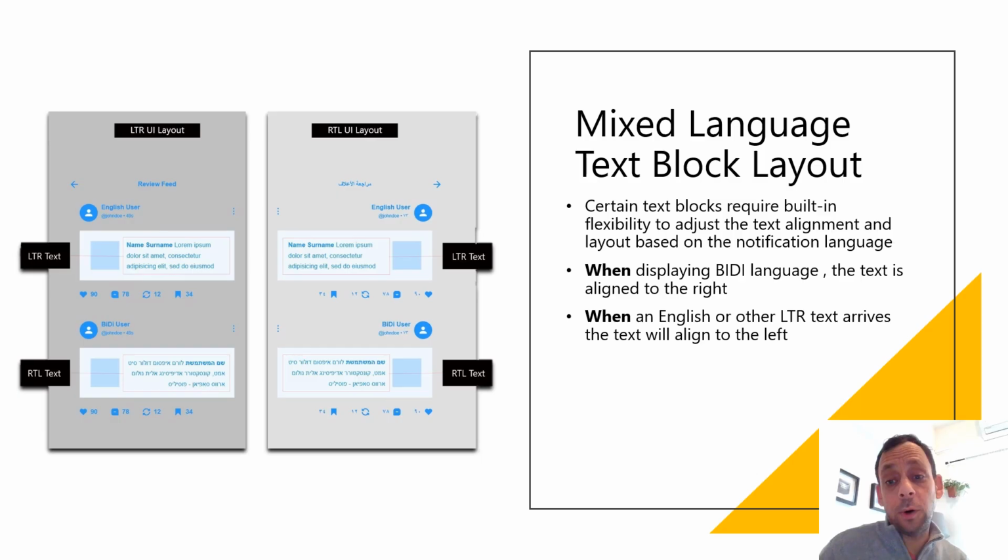Certain text blocks require the ability to align and lay out text automatically based on the content language. So if you're displaying BiDi languages, you want to automatically align to the right. And if you're displaying English, for example, you want to automatically align to the left. What we have here is a sample of a notification UI, and you can see the difference between the left to right and right to left layout, and also the differences between the source text and how it's aligned based on the language.